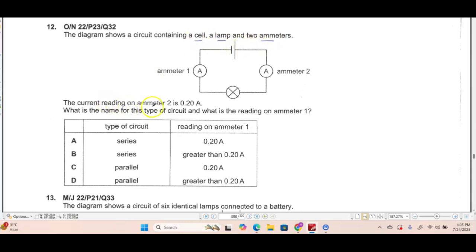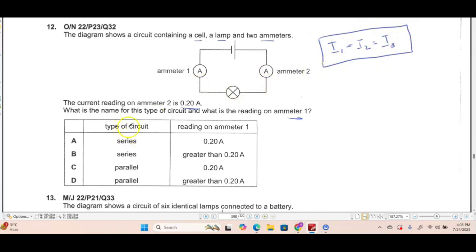The current reading on ammeter 2 is 0.20 amperes. What is the name for this type of circuit and what is the reading on ammeter 1? Okay, this is a series circuit. As we can see, none of the components is connected in parallel. And we know that in a series circuit, I1 is equal to I2 is equal to I3. The current remains the same throughout the circuit.